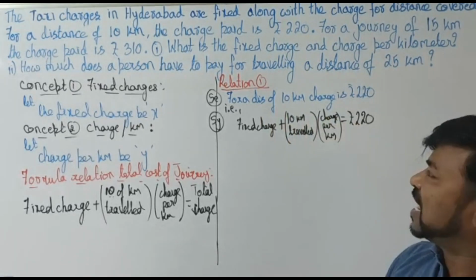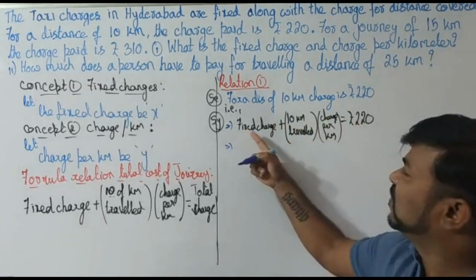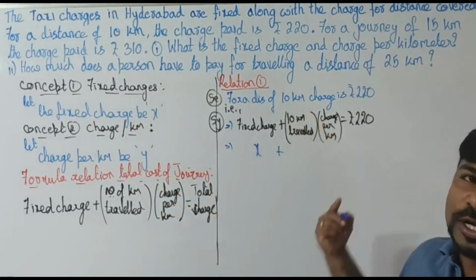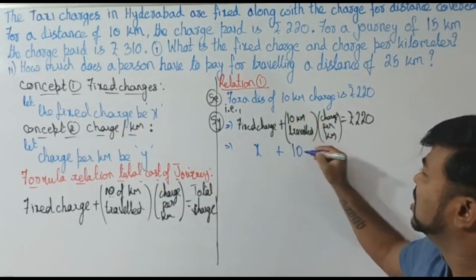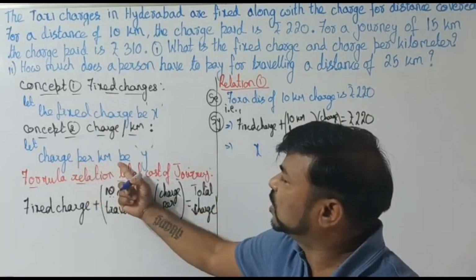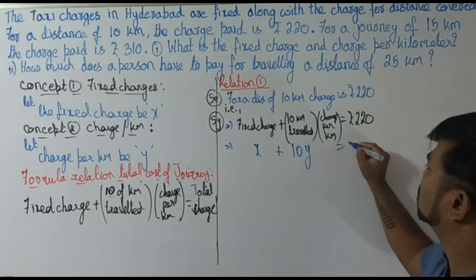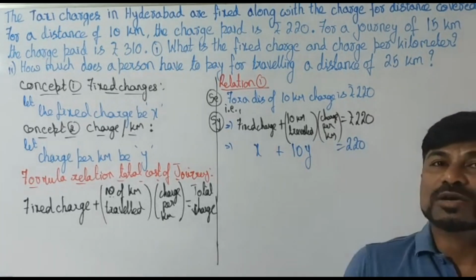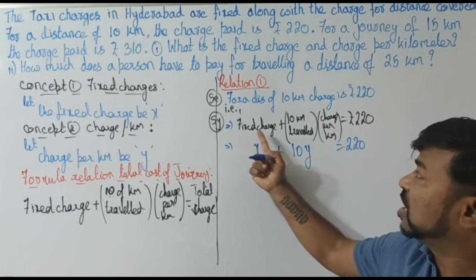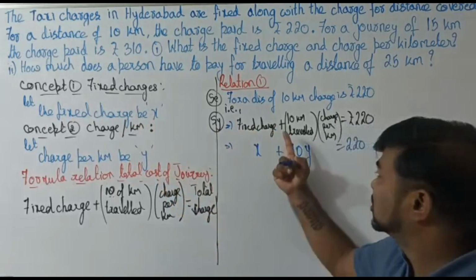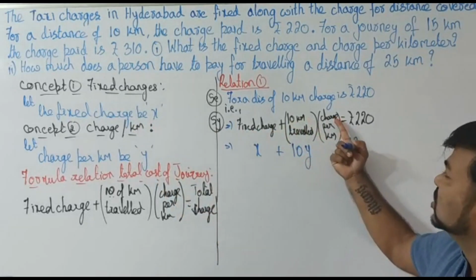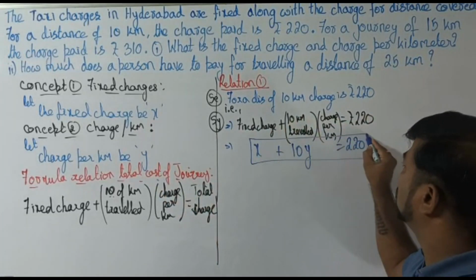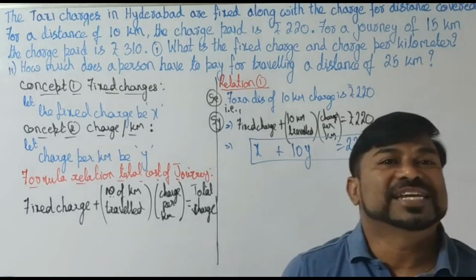Okay, now let's convert that and simplify. The fixed charge is nothing but X, plus how many kilometers it has traveled? 10. And the charge per kilometer is Y, equals the total, which is 220. X plus 10Y equals 220 is the first equation. With this we are able to frame the first equation.